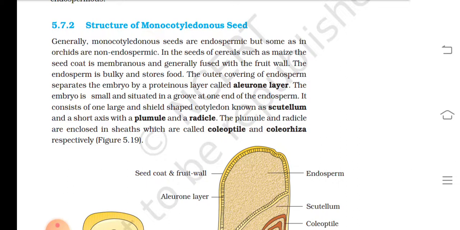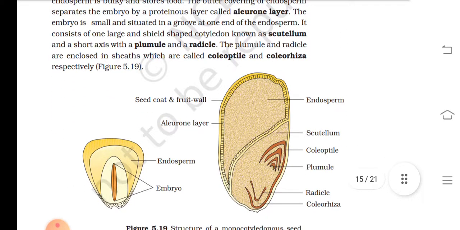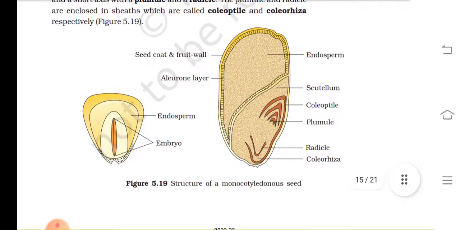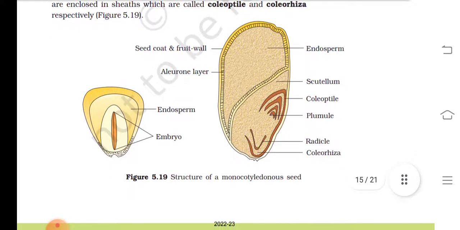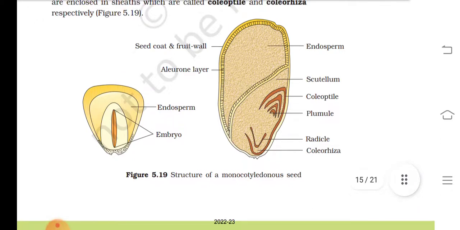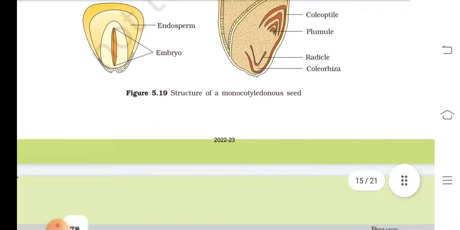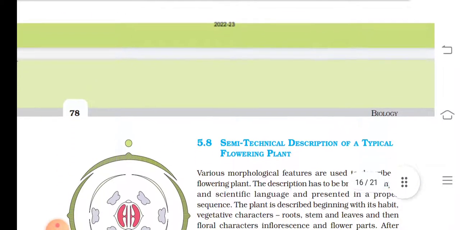It consists of one large and shield-shaped cotyledon known as the scutellum and a short axis with a plumule and radicle. The plumule and radicle are enclosed in sheaths which are called coleoptile and coleorhiza respectively. Figure 5.19 is the structure of a monocotyledonous seed.